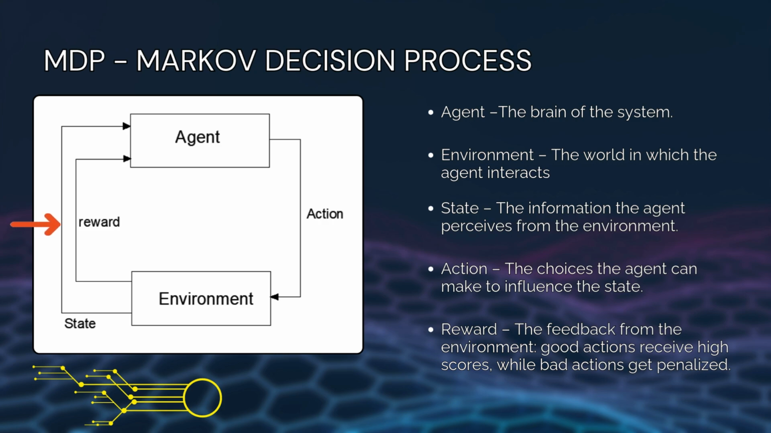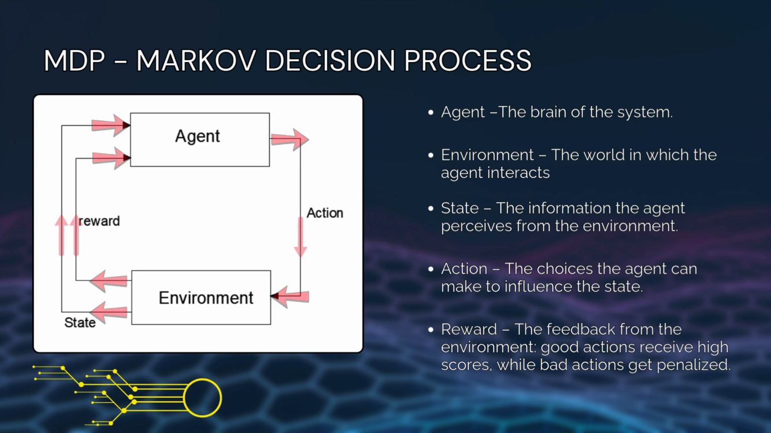Now, let's see how these components work together. The agent observes a state from the environment and selects an action to perform. This action affects the environment, causing a state transition. In response, the agent receives a new state and a reward, indicating the outcome of its action. This loop continues, allowing the agent to gradually learn the best way to act.